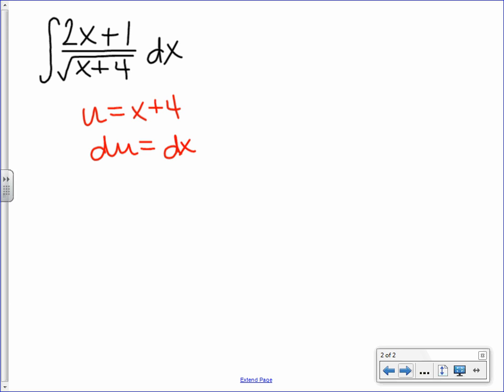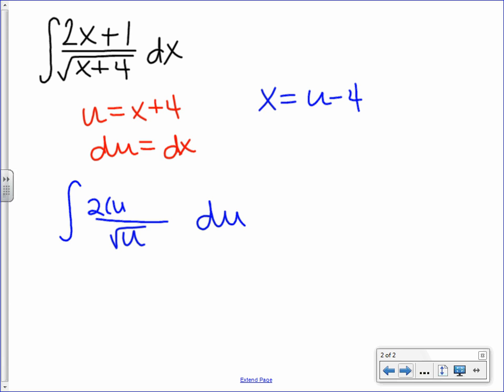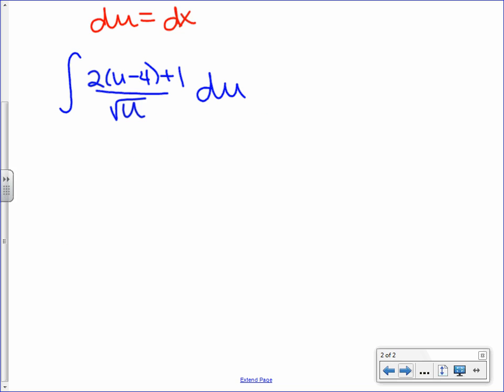Not a problem. So we still have the integral. dx becomes du because of this. The square root of x plus 4 becomes the square root of u. What about 2x plus 1? Well, x equals u minus 4. Okay, x is the same thing as u minus 4. So this becomes 2 times u minus 4 plus 1. We need to make this look a lot prettier if we want to do an integration. 2u minus 7.